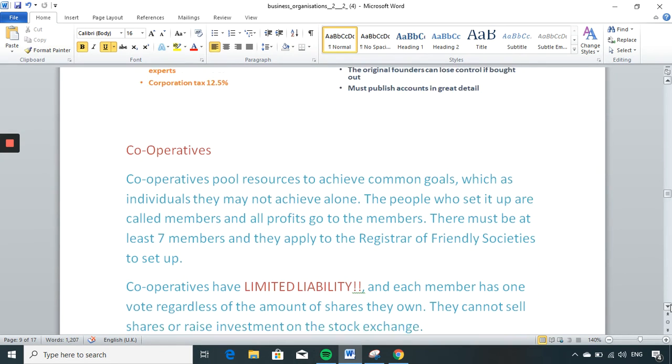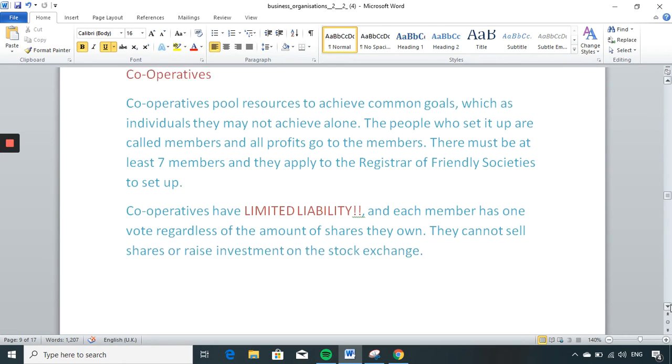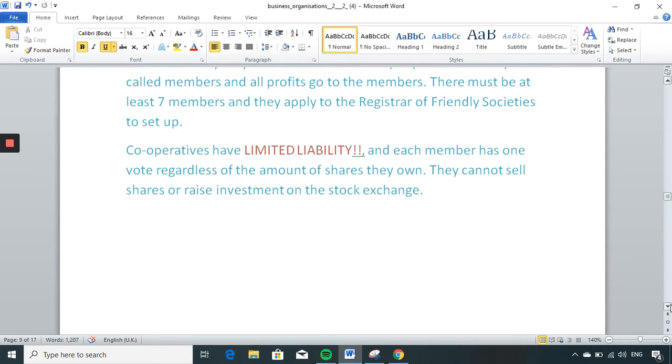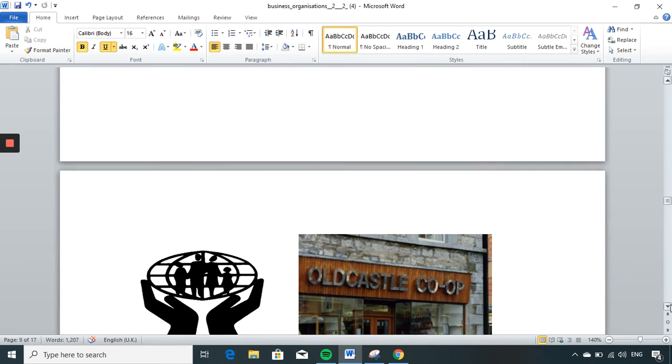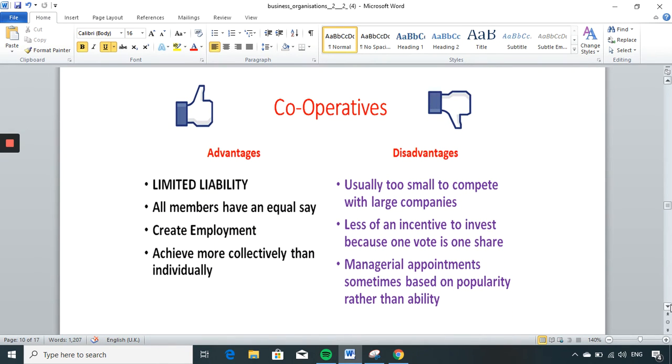Cooperatives are next. They pool resources to achieve common goals. Again, they must have 7 members at least, and they apply to the Register of Friendly Societies. They have limited liability. One vote per member is the way this is set up, so no matter how much you have invested in it, everyone gets a say. There are your advantages and disadvantages again. You generally see these in communities as well.